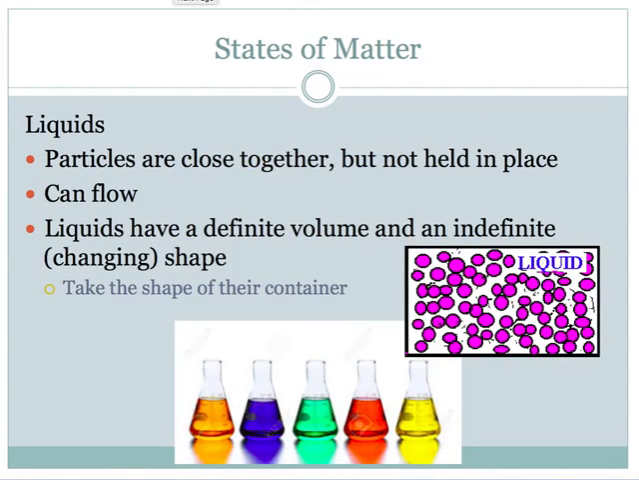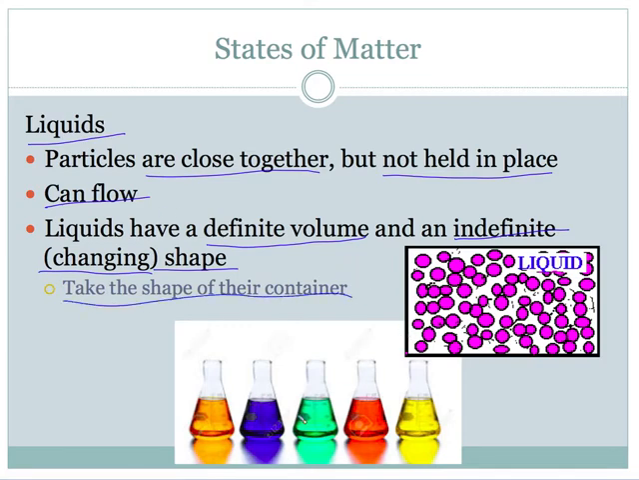If we talk about a liquid, liquids have particles that are close together, but they are not held in place. Think of the water bottle in front of you. You can flip it over, and the water goes from the bottom of the bottle to essentially the lid. So these particles can flow. Liquids have a definite volume. The amount of water doesn't change, but it has an indefinite, or changing, shape. Because if you dump your water bottle out on the floor, please don't, it will make a different shape. It's not going to look like it does in your bottle. So a liquid takes the shape of its container. All of these, if I dumped them on the floor, would just be a big puddle. They wouldn't look like this without the beaker or the flask.